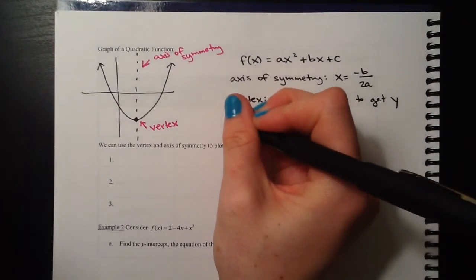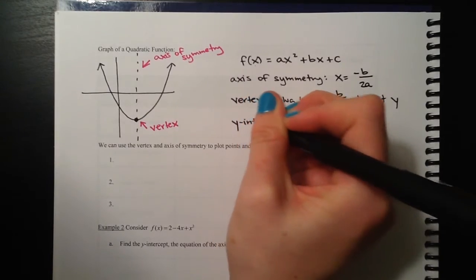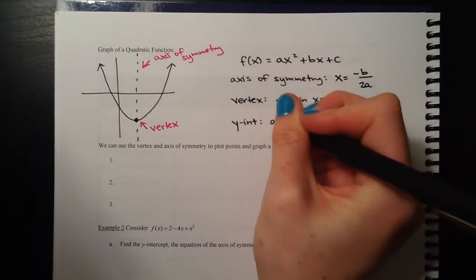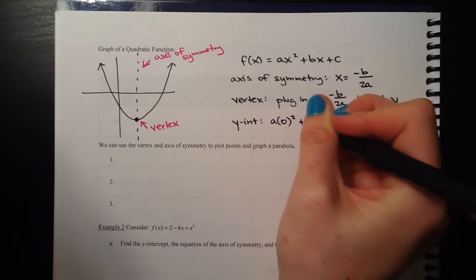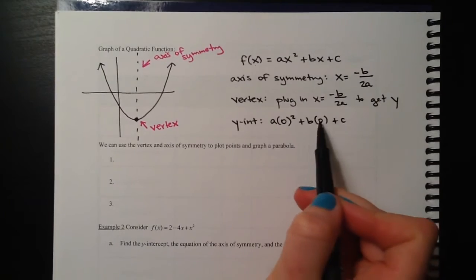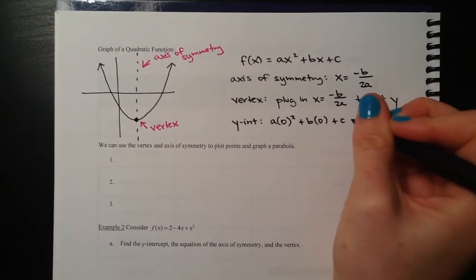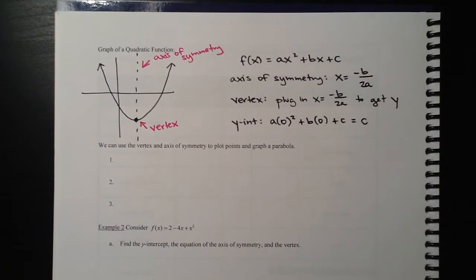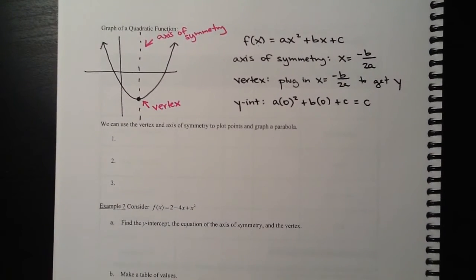And then finally we want to get the y-intercept. For the y-intercept, we plug in 0 for x, so it'd be a times 0 squared plus b times 0 plus c. Since you're plugging in 0, those terms will just be 0. So your y-intercept is always just c, whatever the constant is hanging on the end. Similar to y equals mx plus b, it's always just whatever the constant is.